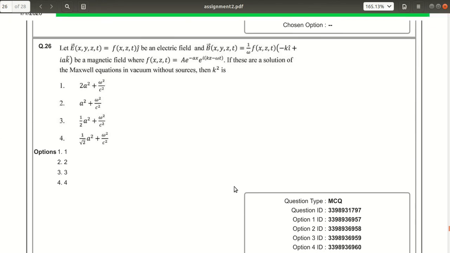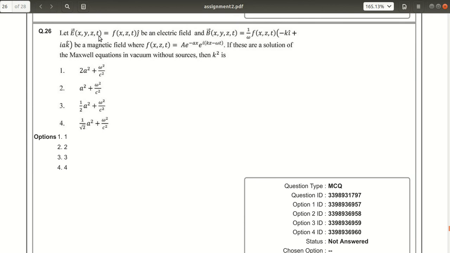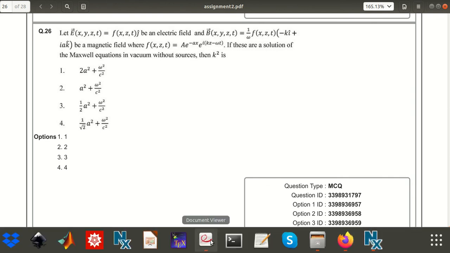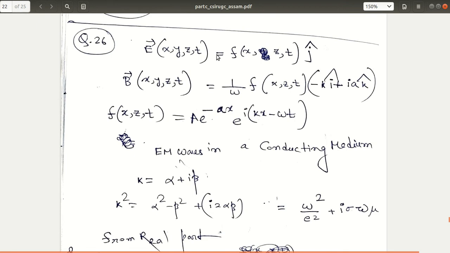Okay, next question. Let E(x, y, z, t) = f(x, z, t) j cap be the electric field, and B(x, y, z, t) = 1 by omega times f(x, z, t) times (minus of k i cap plus i a k cap) be the magnetic field, where f(x, z, t) is a into e to the power minus of a x, e to the power i (k z minus omega t). If these are solutions of the Maxwell equations in vacuum without sources, then k square is equal to. So now E(x, y, z, t) is equal to f(x, z, t) j cap, and B(x, y, z, t) is 1 by omega times f(x, z, t), which is minus of k i cap plus i a k cap.